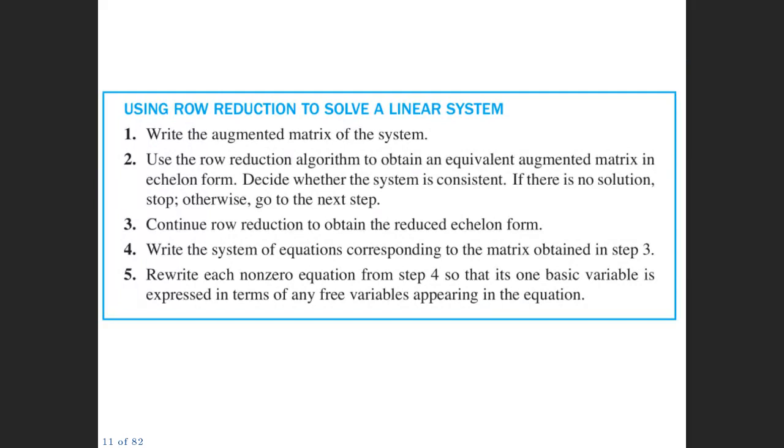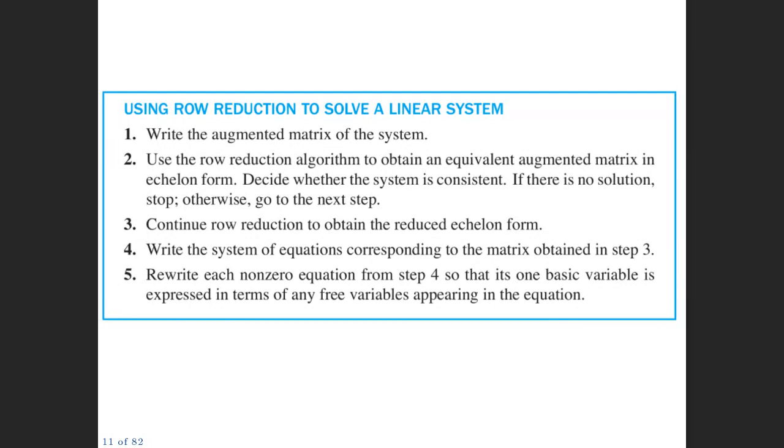Screenshot from your textbook. How do we use row reduction to solve a linear system? Step 1, write the augmented matrix of the system. Step 2, use the row reduction algorithm, Gaussian elimination or Gauss-Jordan elimination, to obtain a row equivalent augmented matrix in echelon form. Decide whether the system is consistent.